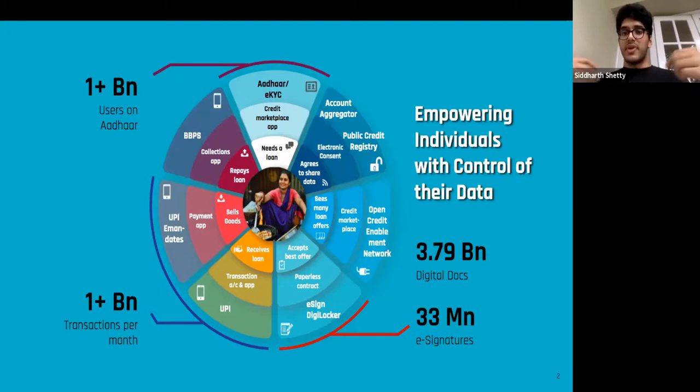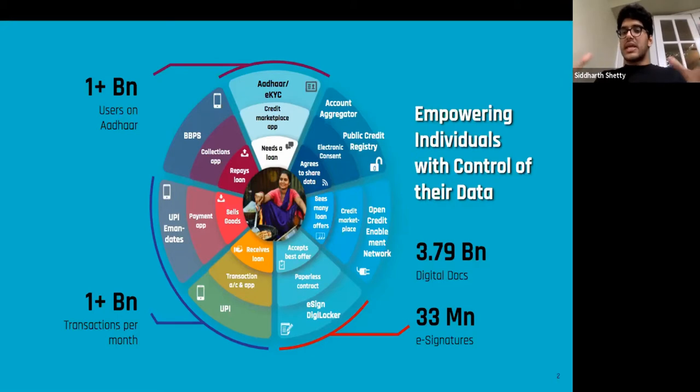In some cases, people even give out their username and password so that third-party entities can screen scrape their data, right? And that's where we believe that we had to move towards a system where Rajni has agency over her information, and she's empowered with the ability to, in a safe and secure manner, share this with any other service provider she so desires.